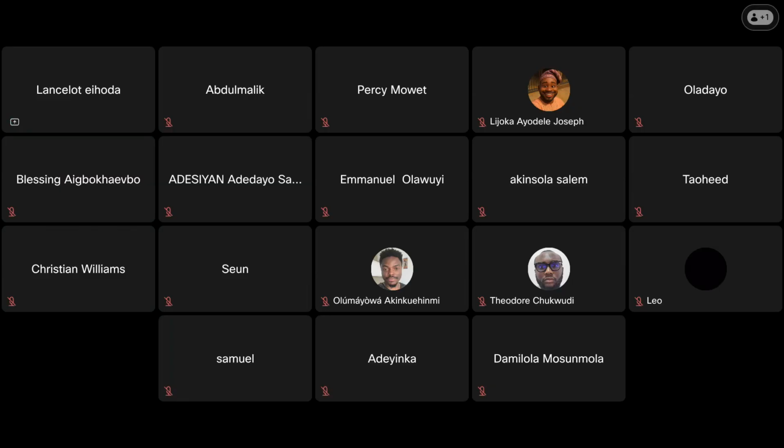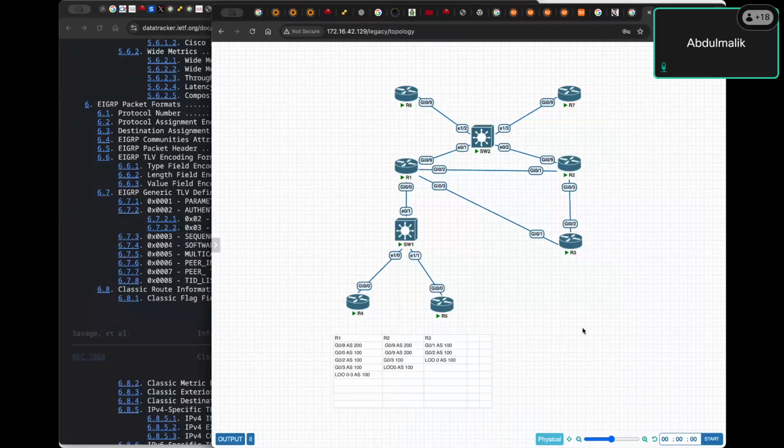So, if you can see my screen, could you let me know? Yes, these are the topologies back up. Yes, we can.